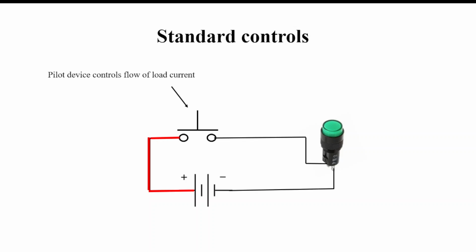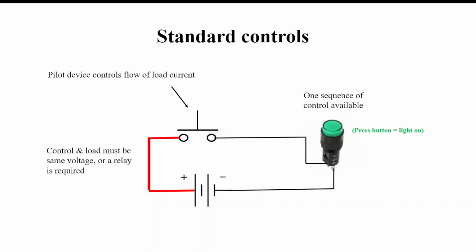Now, the basic advantages of a PLC are best shown when contrasted against standard controls. On standard controls, the pilot device controls the flow of load current. The control and the load must be the same voltage or a relay is required. There's one sequence of control available, which in this case, press the button and the light comes on. And finally, load current passes through all the wires.